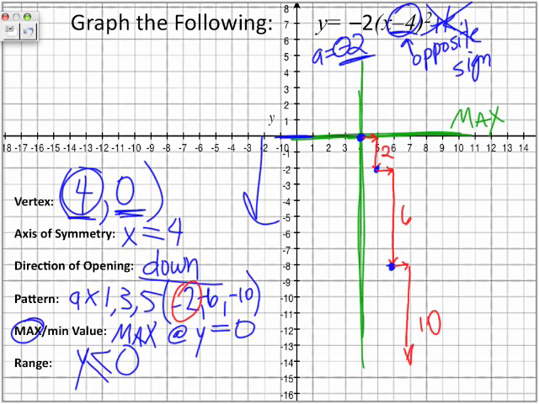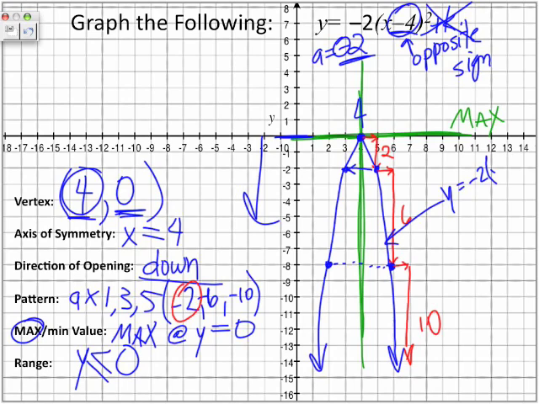And from there, we would connect the points of the parabola. And again, because the axis of symmetry is right here at the 4 mark, we just go right across our points to find the other side of the parabola. And therefore, this parabola, y equals -2(x - 4)².